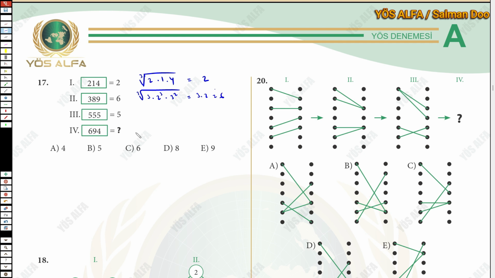So for this one, we have the cube root of 3 times 2 for the first digit. For the second digit, we have 3 squared. For the third digit, we have 2 squared. So we have 2 cubed and 3 cubed. So the answer is 6.